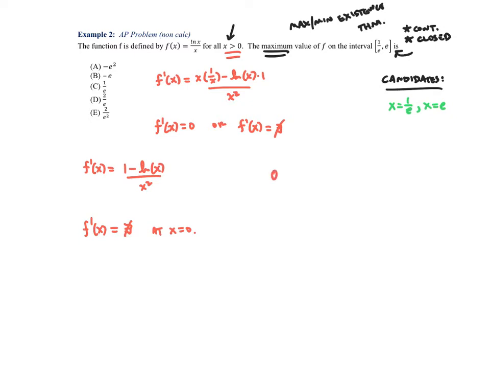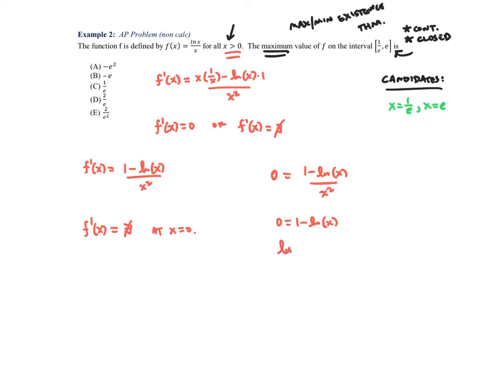So we're going to work this out by taking 0, setting it equal to 1 minus ln of x over x squared. And the only way that 1 minus ln of x over x squared could equal 0 is if 1 minus ln of x equals 0. You could think of that as cross-multiplying, or you could just determine that the denominator can never equal 0. Therefore, the only way that equation could equal 0 is if 1 minus ln of x equals 0.